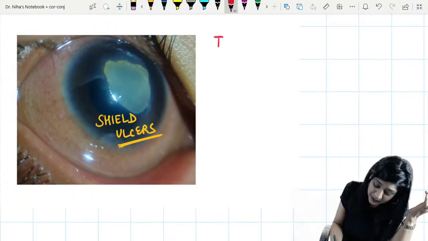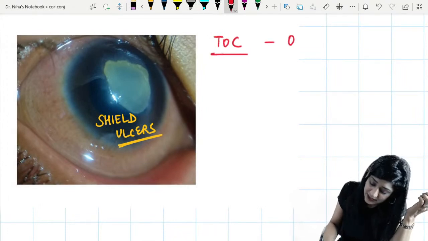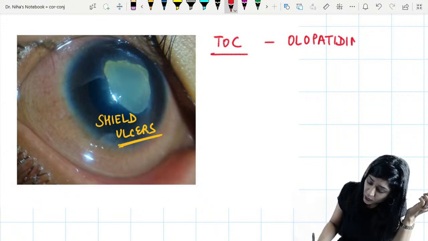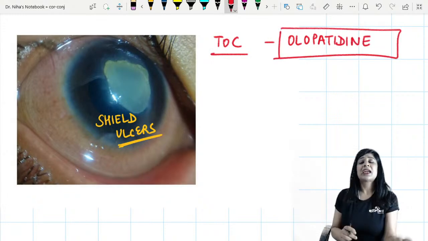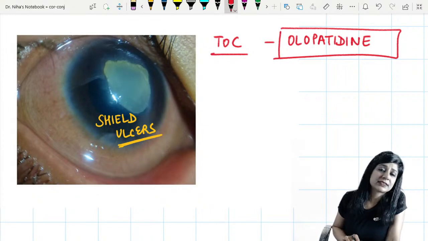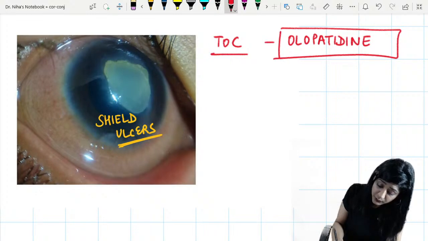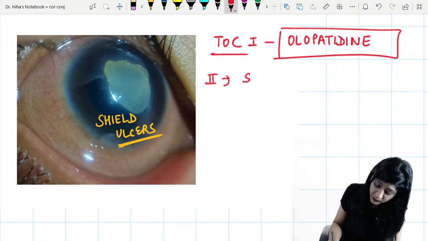So what will be the treatment of choice? It is the olopatadine. It is the olopatadine which is the treatment of choice. It is a combined antihistaminic plus the mast cell stabilizer. So a very good one. Yes, if it is not working, then as the second line we can go for the steroids.